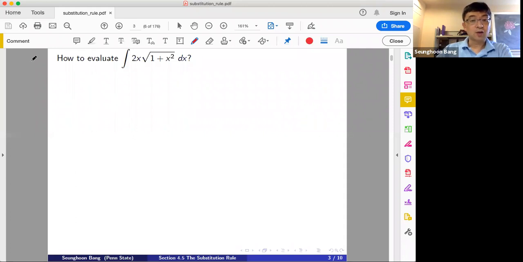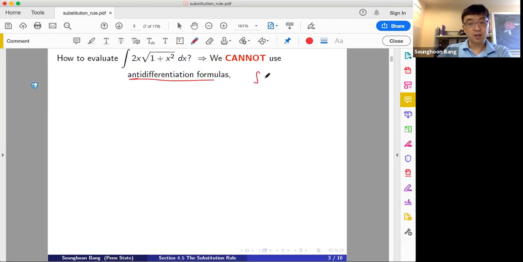How do we evaluate the integral of 2x times the square root of 1 plus x squared dx? We cannot use anti-differentiation formulas. We don't have it. What are anti-differentiation formulas? The integral of x to the n dx is 1 over n plus 1 times x to the n plus 1, like this, right? We call these anti-differentiation formulas, from Kasha's lecture yesterday. That is the idea, but we cannot use the anti-differentiation formulas here.